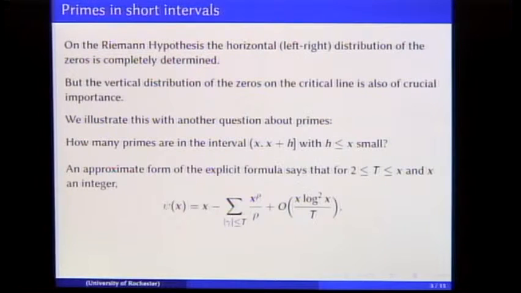So psi of x is x minus a sum over the non-trivial zeros. Before, we had an infinite sum, and that, of course, presents some problems. It turns out it's not absolutely convergent. So a truncation is good, but then you have an error term. Okay, so this is a good way to actually use the explicit formula.